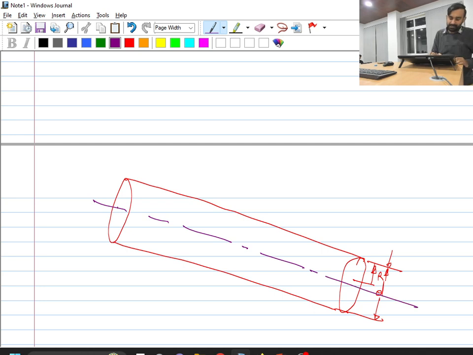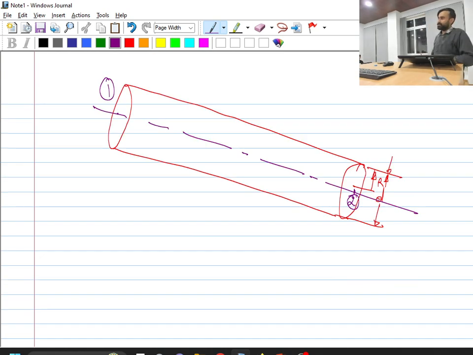Say this is location number 1 and this is location number 2. Now in between this pipe I don't have any energy dissipation or energy consuming device. So I can apply the Bernoulli equation for this pipe.